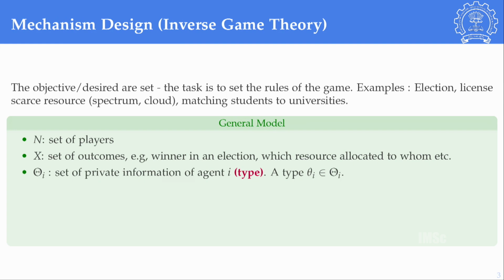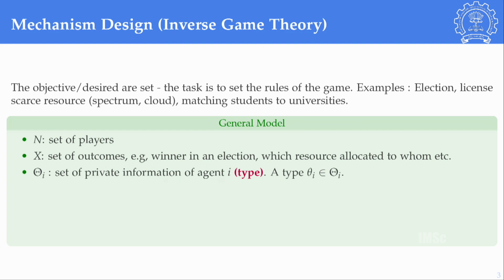And we have introduced something called the agent's type. So, an agent has a type which is denoted by small lowercase theta i, and the collection of all possible types is denoted by capital theta i. Okay, so, that is the setup.